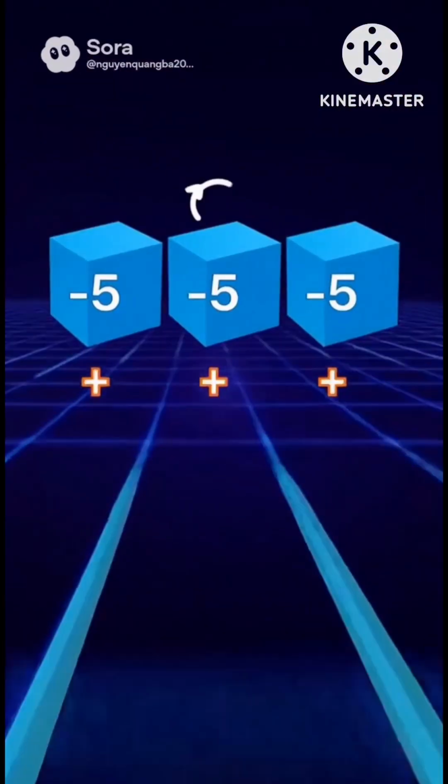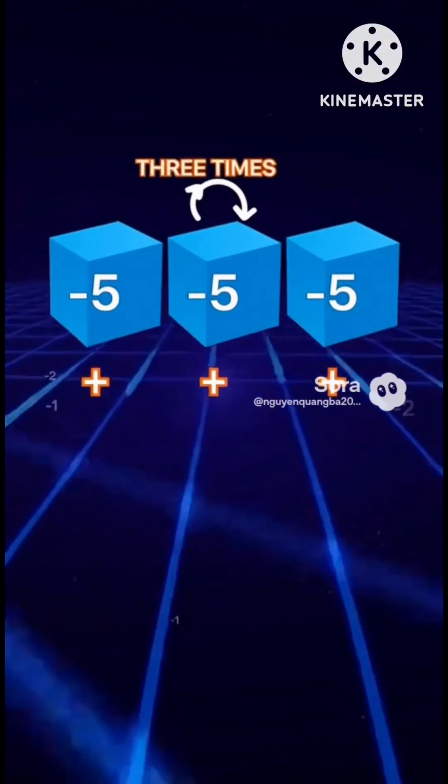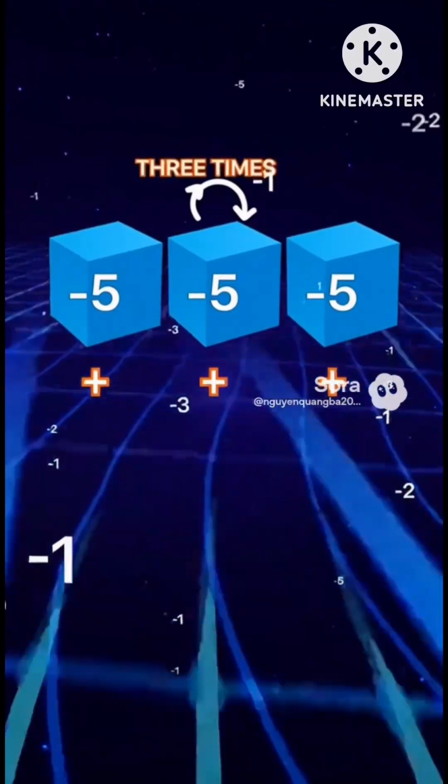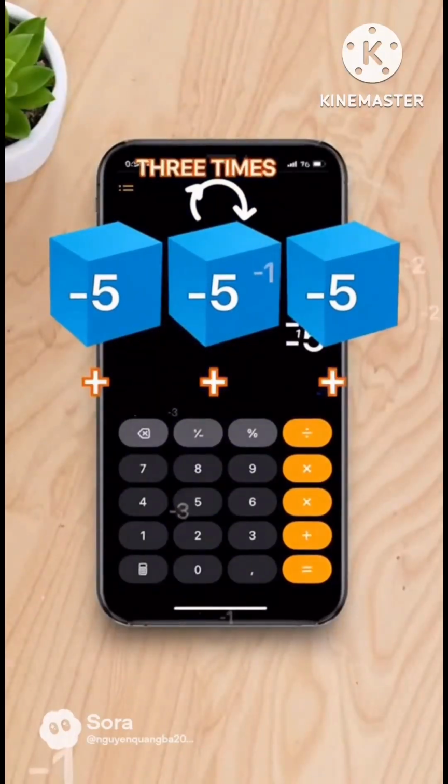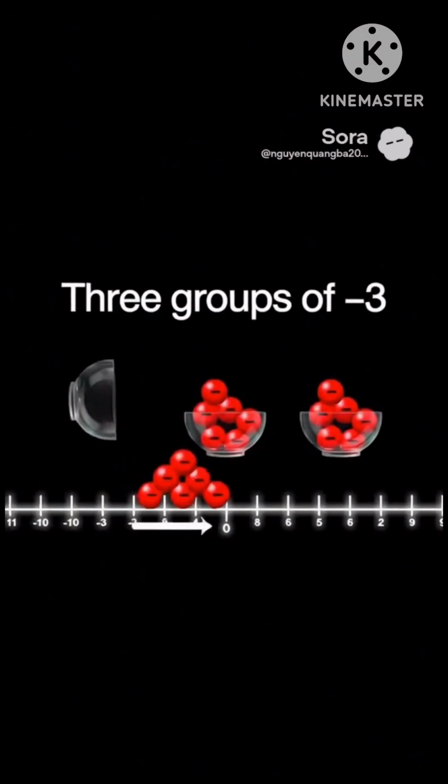How can you add 3 times negative 5? Think of multiplication as repeated addition. Negative 5 added 3 times is negative 5 plus negative 5 plus negative 5. Stack them together. Think of 3 times negative 3 as 3 groups of minus 3.